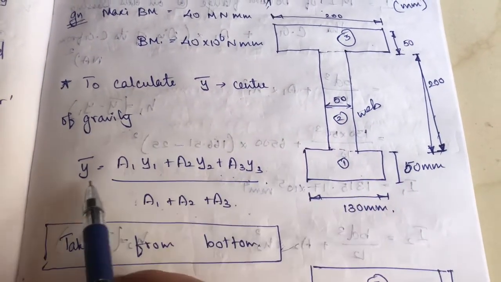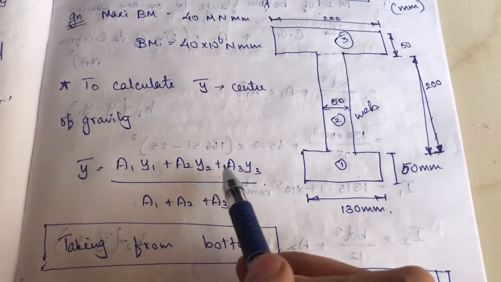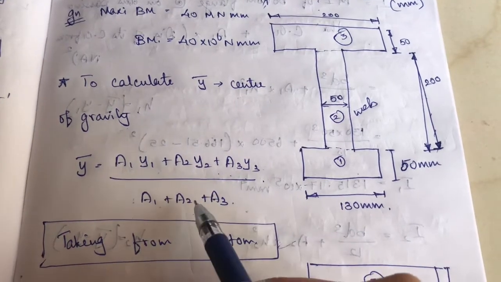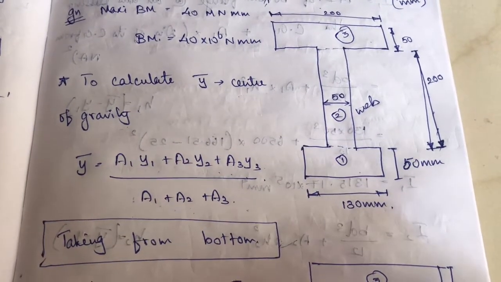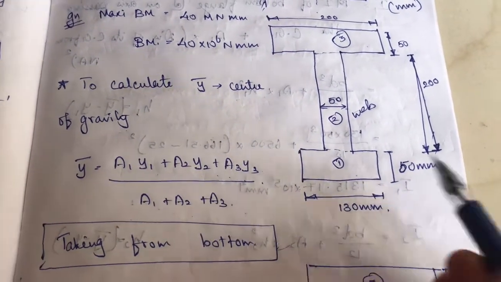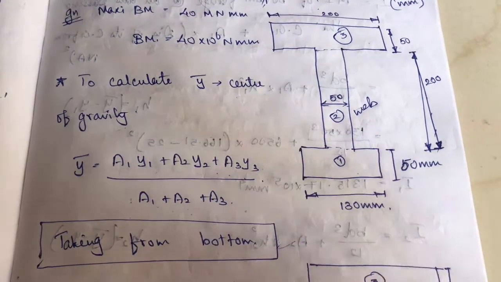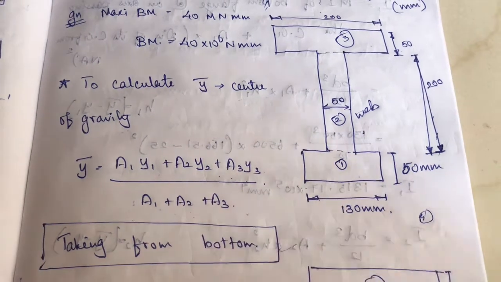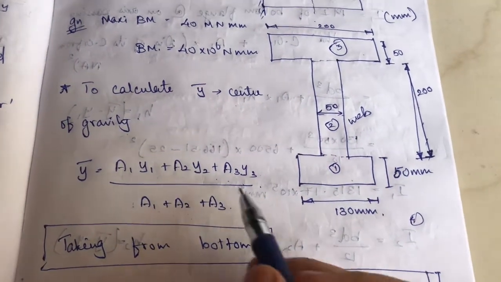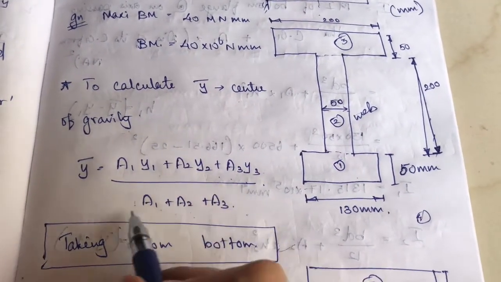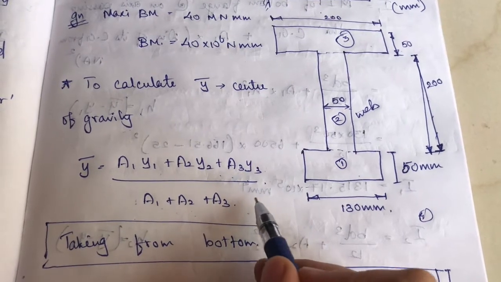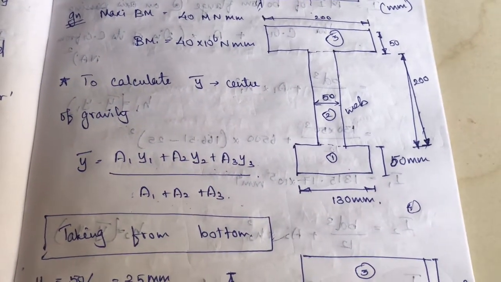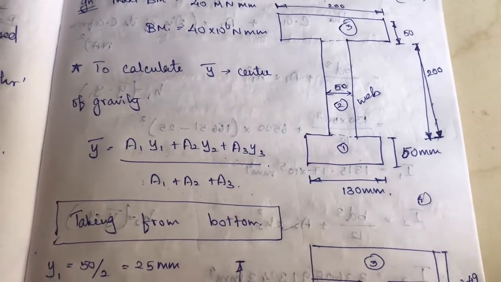So the formula will be a1 y1 plus a2 y2 plus a3 y3, divided by a1 plus a2 plus a3. We need to add this. If I had a fourth part, we need to include a4 y4, and in the bottom section, in the denominator, you need to add a4. So this is the formula.